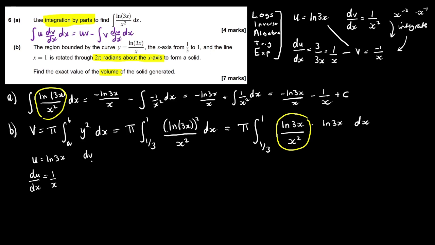My choice for dv by dx, weirdly enough, is going to be that other part, log 3x over x squared. And then I can work out v, but that's what I did in part A. So that's minus log 3x over x, minus 1 over x. Now, as standard of integration by parts, you don't need to put the plus c in the v term, because you'll just make it more complicated and it'll come out as a constant in the end anyway.